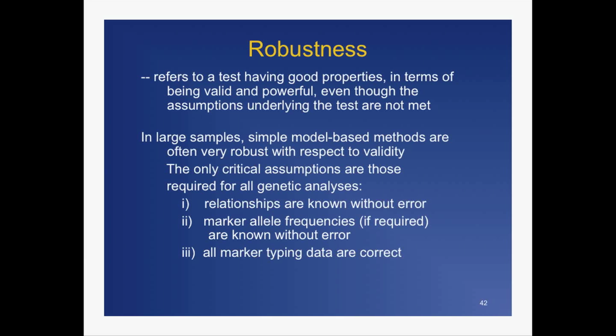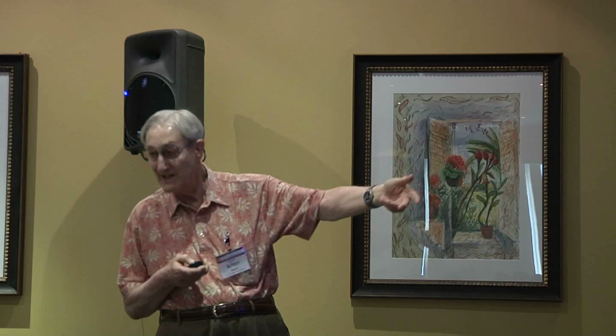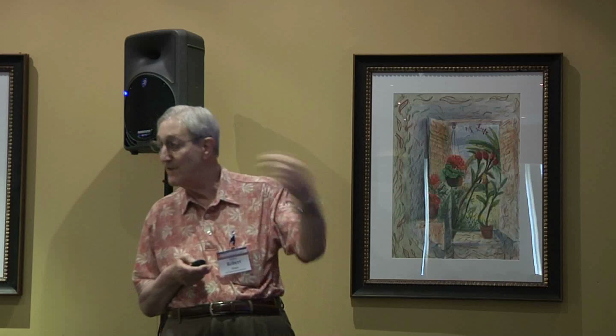Robustness, that means it's pretty good even if your assumptions aren't right. Just go on with this. Okay. And in genetics, typically, most genetic analyses, these are critical assumptions: if you're doing anything that requires relationships, they're known without error. Anything that requires marker allele frequencies, they're known without error. And, of course, the marker typing data is correct, or else you allow for an error in your likelihood.